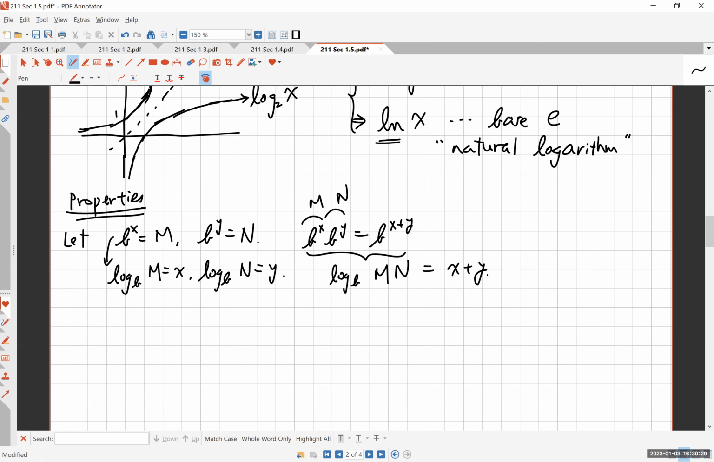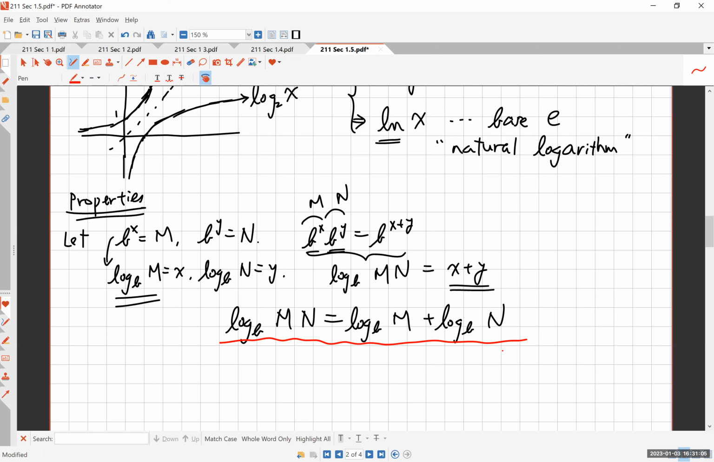Okay. You know what this says? All this is saying is log b of mn turns out to be x plus y, because that's what happens with exponents, right? When you multiply these two numbers, then the exponents become additive, or become the sum of the two exponents. But x happens to be log b of m, and y happens to be log b of n. Okay, so this is why that strange property that you learned back in pre-calculus or whenever is true.